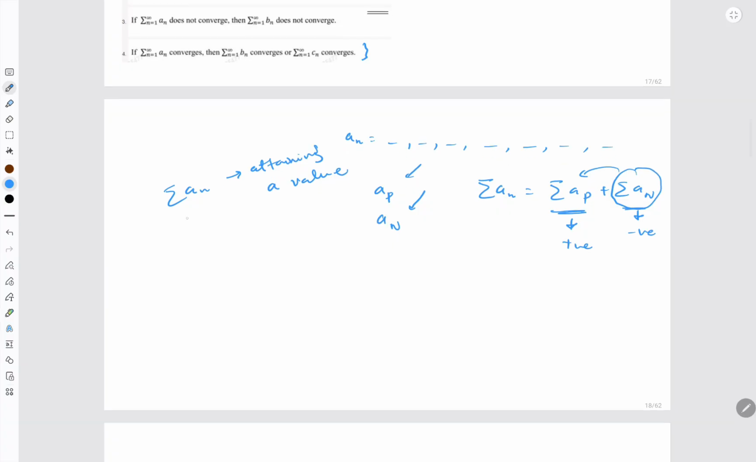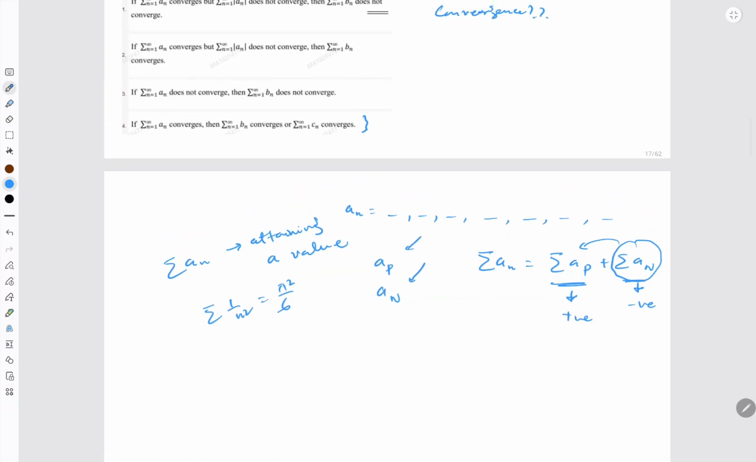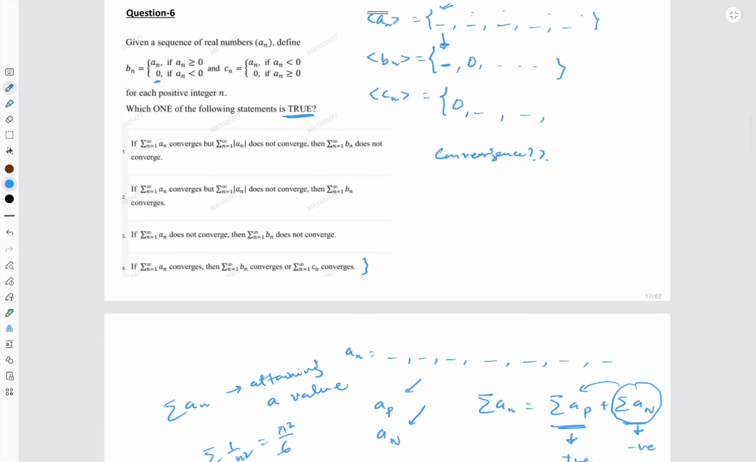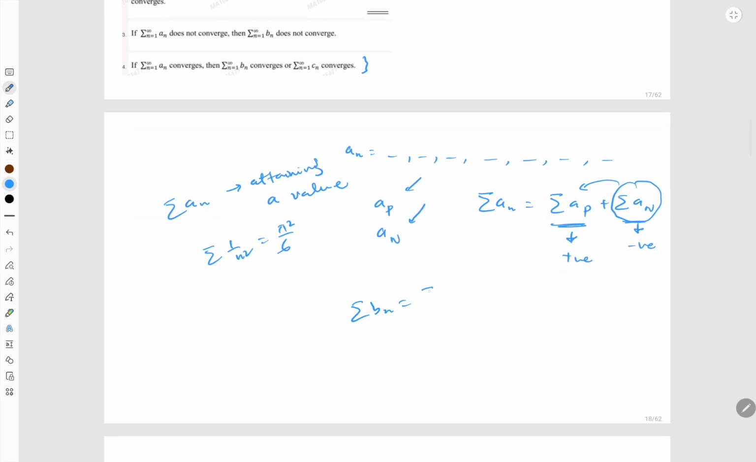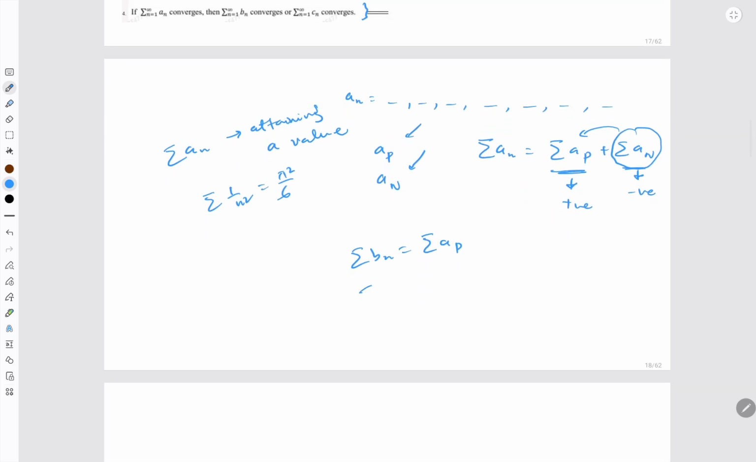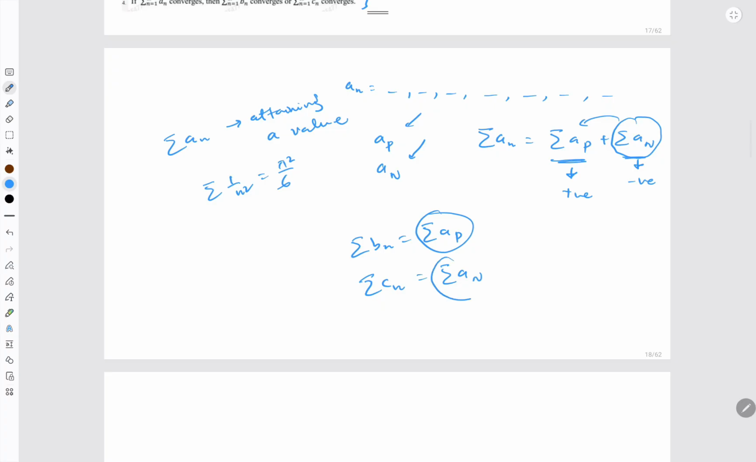If I have positive numbers only, then also I can attain a value. I know that sigma 1 by n square is pi square over 6. But sigma an is converging, right? If you see this, you can exactly catch that sigma bn is nothing but sigma ap, because bn is the positive terms that have been taken out of an, and cn is the negative terms that have been taken out of the an, obviously. So sigma bn is basically sigma ap, sigma cn is basically sigma an.